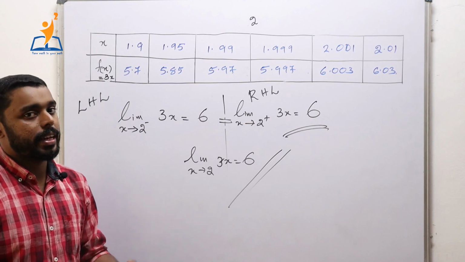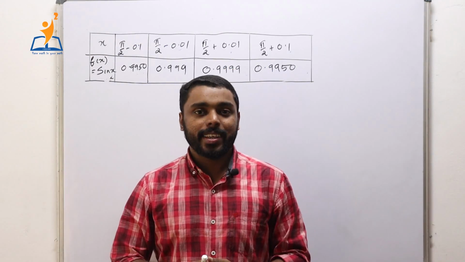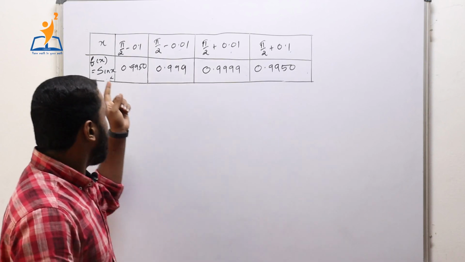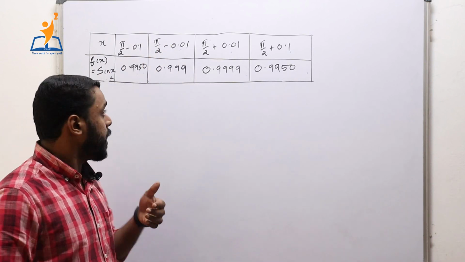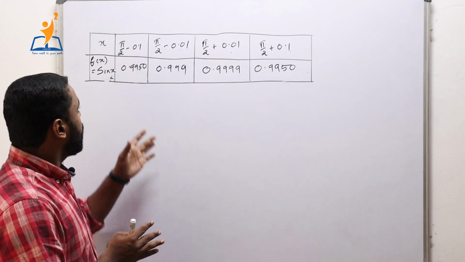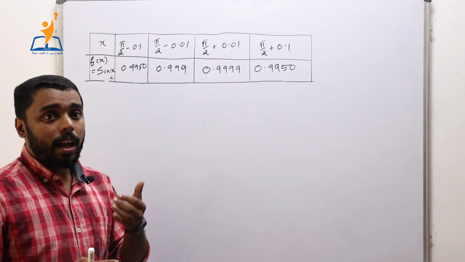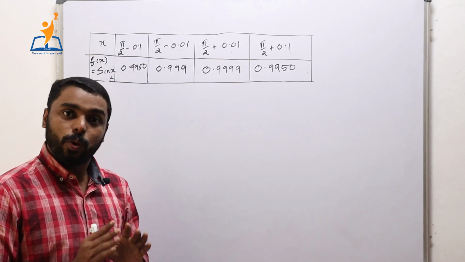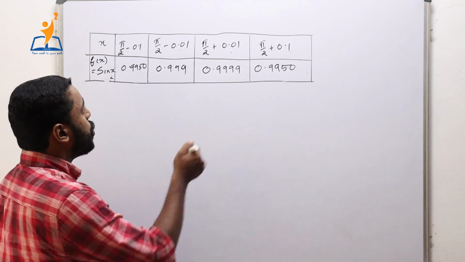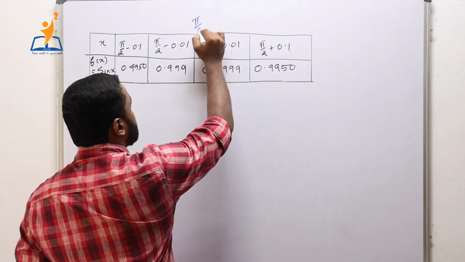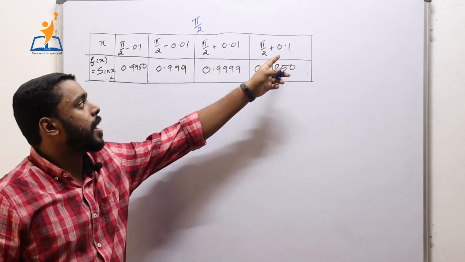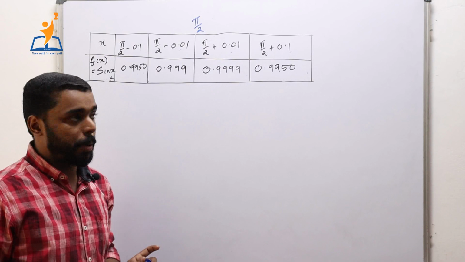Now we shall move to the next example. Now we shall discuss what happens when the input values approach from the left and right of the function f of x equal to sin x. We know that the value of sin x at the point pi by 2, sin pi by 2, is equal to 1. Let it be there. We are going to evaluate the limit of the function sin x when the input values approach from the left as well as the right to the point pi by 2.